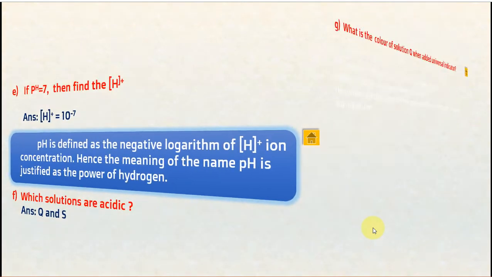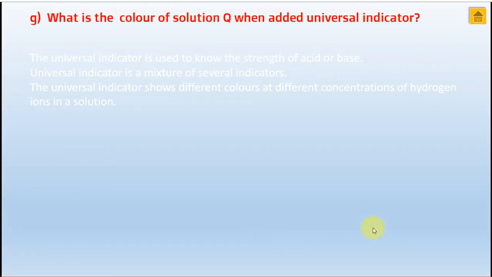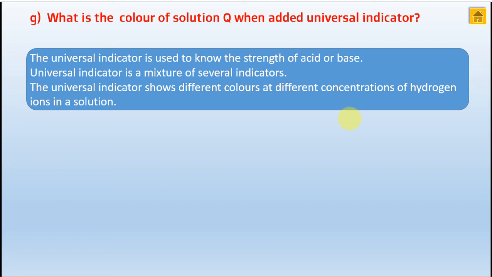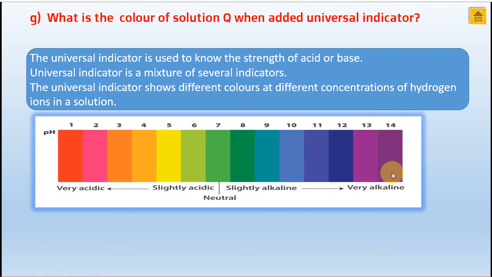Then let us go to the next question. What is the color of the solution Q when universal indicator is added? First let us try to know what universal indicator is. The universal indicator is used to know the strength of the acid. To determine the strength of acids and bases, the universal indicator is used. Universal indicator is a mixture of several indicators. The universal indicator shows different colors at different concentrations of hydrogen. This we can observe from the pH chart with the color representation. Here at various pH values it is showing different colors.